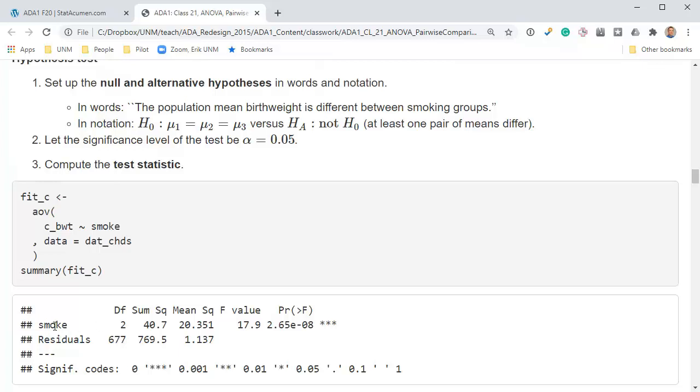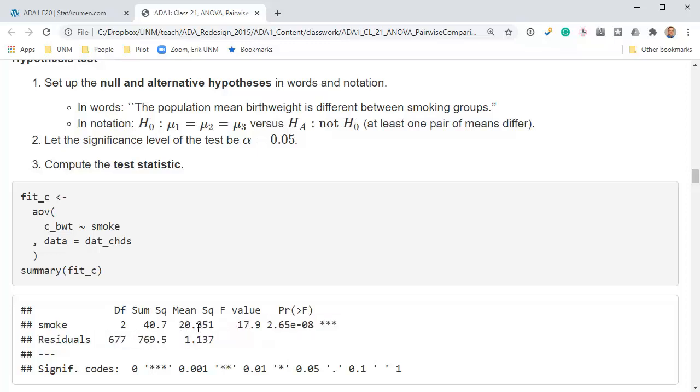We have two lines. We have the smoking, which is the categorical variable, and we have the residuals, or the error line. We have 2 degrees of freedom because we have 3 groups. So that's just always the way it is. Degrees of freedom is 1 fewer than the number of groups. We have a sum of squares. The mean square is the sum of squares divided by the degrees of freedom. That's true also for the residuals.